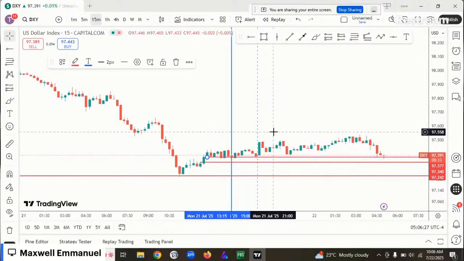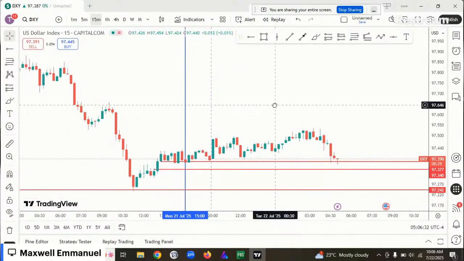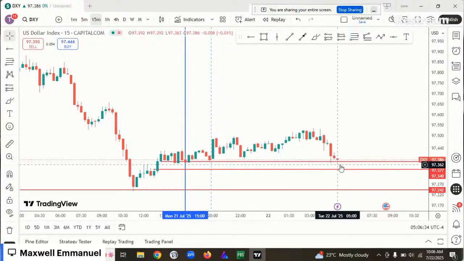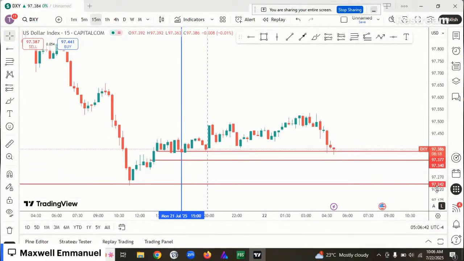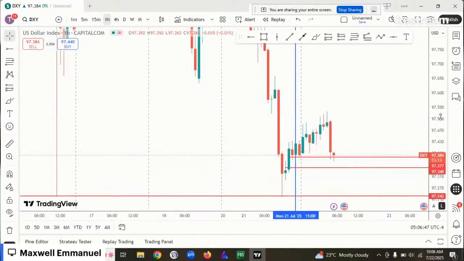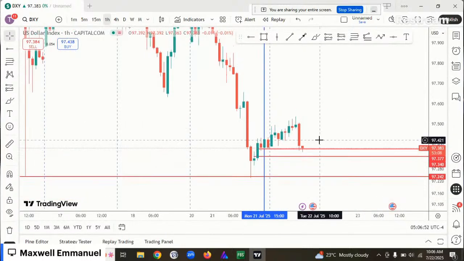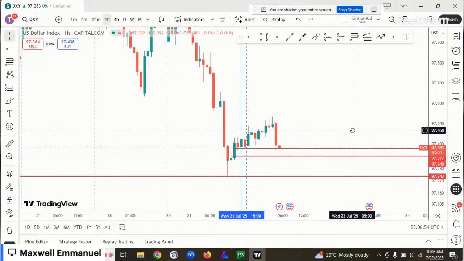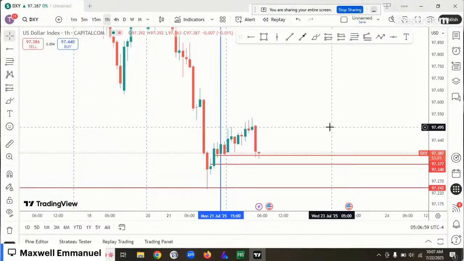So I will be buying the dollar from this zone. The decision will be made by 11 a.m., after the close of the current 1 hour candle. That is when I would buy the dollar. I need to wait for the close of this 1 hour candle before taking a trade on the dollar. So that's my take on the dollar. My bias for today's market is bullish. I'm bullish on the dollar today.